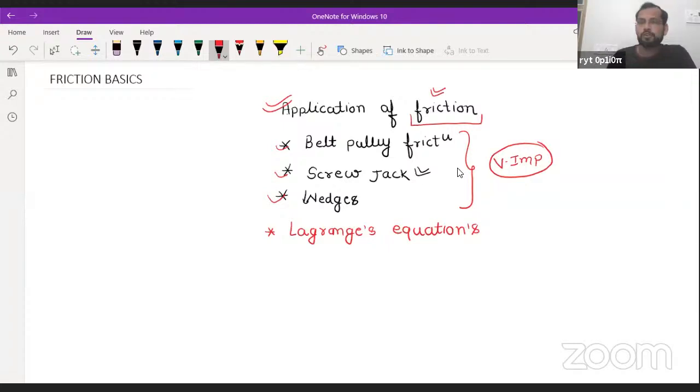Okay. So first we are going to start with the concept of friction. Fine.